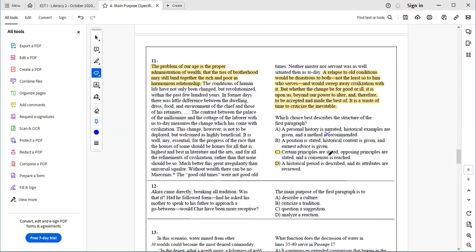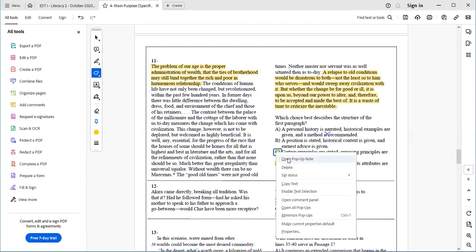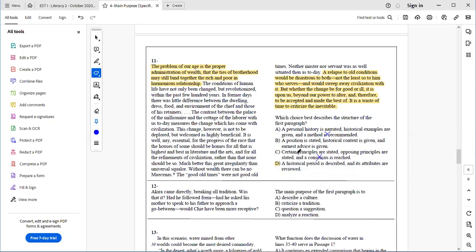Let's look at C, for Myrna. Certain principles are stated. Myrna, it's only one principle. Opposing principles are stated. Okay, I did read here, but he said a consensus is reached. No, there's not a consensus. So also it's not C. Let's look at Yusuf. A historical period is described. No, he didn't start with a historical period, Yusuf.